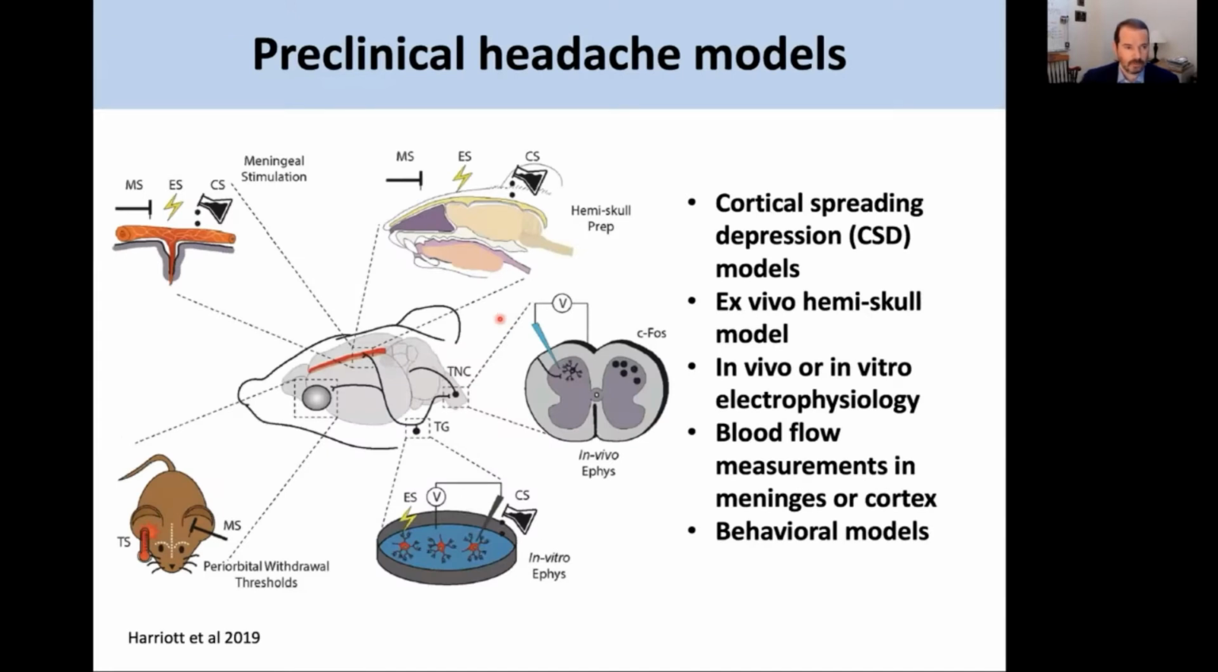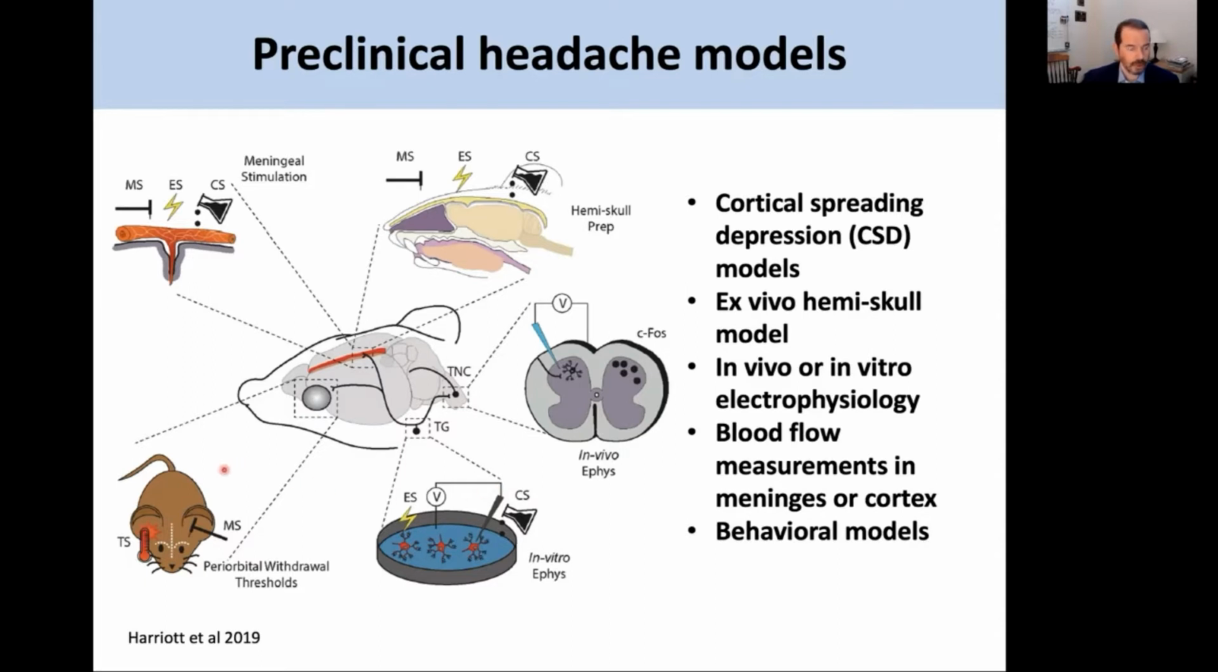So there are a variety of ways to study headache in rodents. This is a nice image here from a review from a couple of years ago. One could stimulate the meninges with mechanical stimulation, electrical stimulation, chemical stimulation. One could use a hemiskull prep where you could measure release of various things from the meninges. You could look at brain slices, you could do electrophysiology, you could look at histological markers. You could do in vitro electrophysiology, taking neurons, commonly the trigeminal ganglia, out of animals and culturing those in a dish and studying them in vitro.